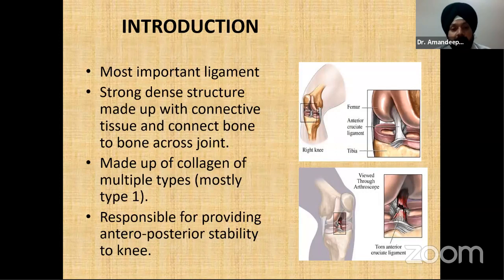Briefly about the introduction, about the anatomy and functions of this ligament. This is one of the most important ligaments of the knee joint, which provides the anterior stability to the joint, and is made up of strong dense structures with connective tissue that connect bone to bone across joints. It is made up of collagen of multiple types, but mostly type 1 collagen, and as I have already told you, it is responsible for providing anterior posterior stability to the knee joint.